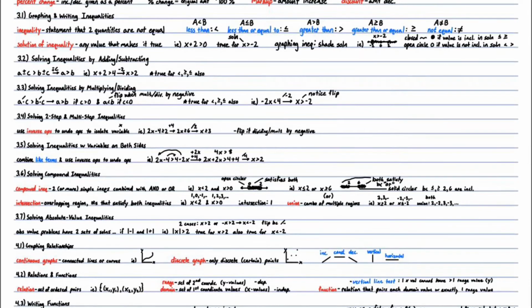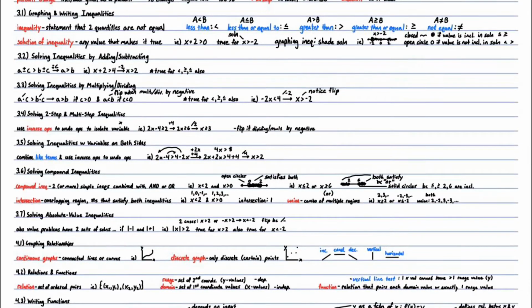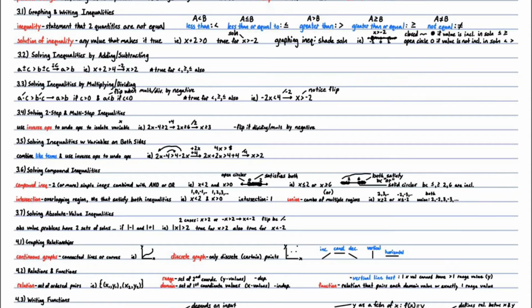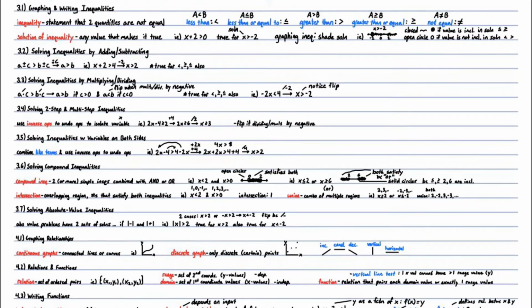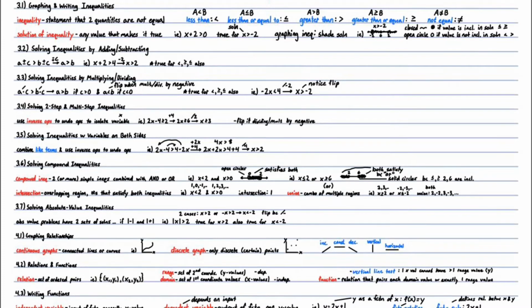Relations and functions. A relation is a set of ordered pairs. The domain of a relation is the set of x values, or independent variables. The range is the set of the y values, or the dependent variables. A function is a relation that pairs each domain value with exactly one range value. Vertical line test: no vertical line can intersect a function more than once. Each x value has only one corresponding y value.